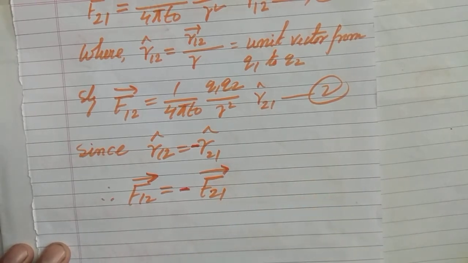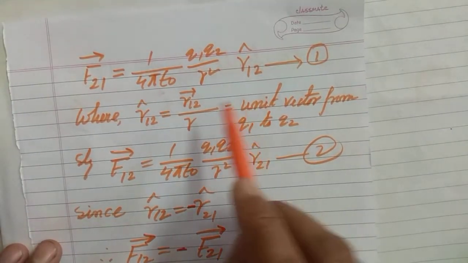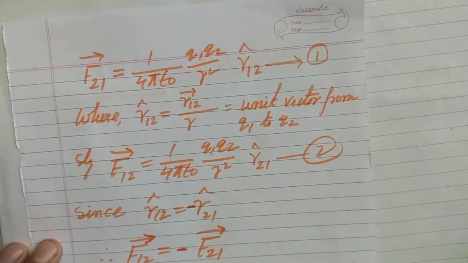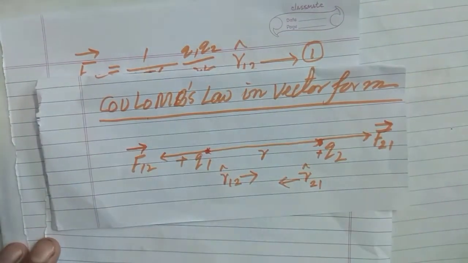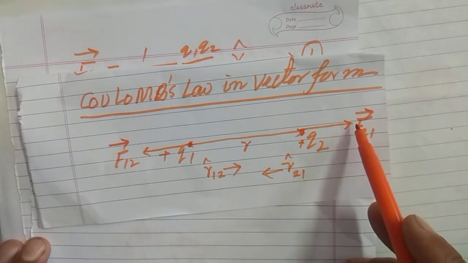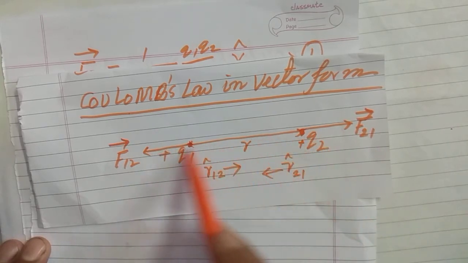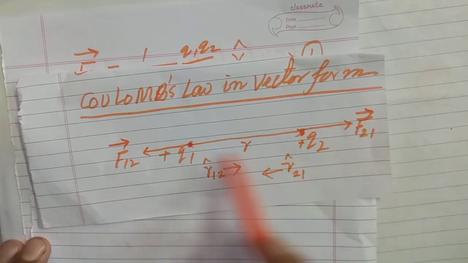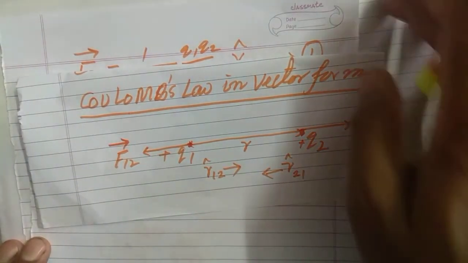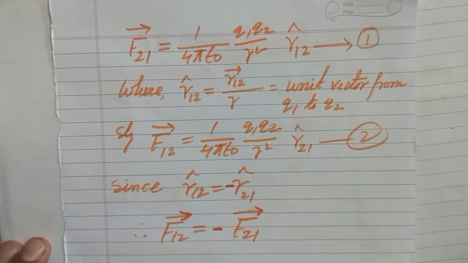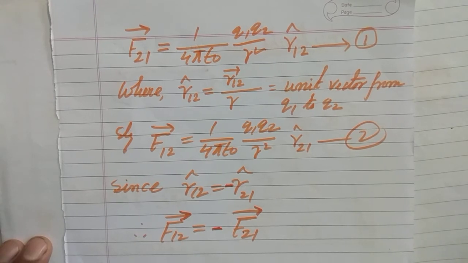This is one point regarding Coulomb's law. Another point is that Coulomb's force is a central force. Why? Because the force acts along the line joining the two charges. As you saw here, the force is either in this direction or that direction, but it acts along the line joining the two charges. And if a force acts along the line joining two bodies, it is known as a central force. So Coulomb's force is a central force, is it not? So that's basically about Coulomb's law in vector form.